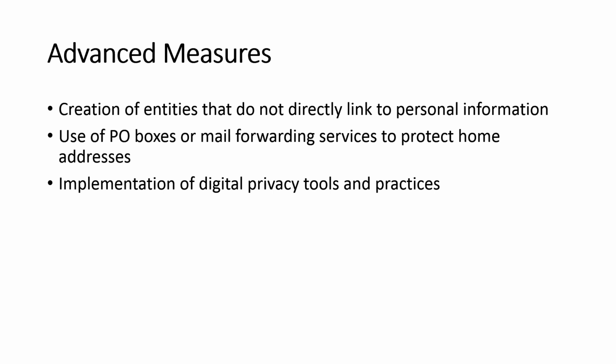Advanced measures, which is where I come in, is the creation of entities that do not directly link to your personal information. This involves setting up a private trust. There's a certain process to do this, and it's not quite as simple as just downloading some documents off the internet. This is what I was alluding to earlier. You can also use post office boxes or mail forwarding services to protect your home address. And you can implement digital privacy tools and practices on your electronic devices, such as your cell phone or your computer.